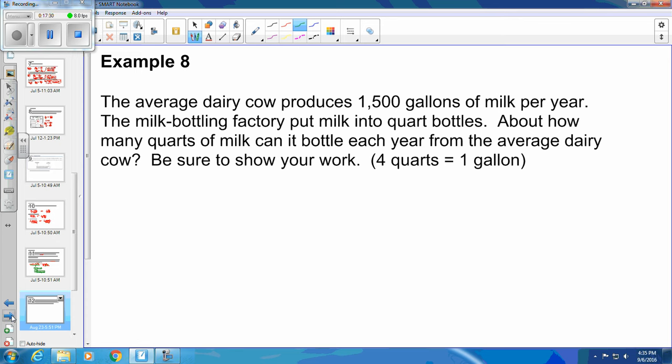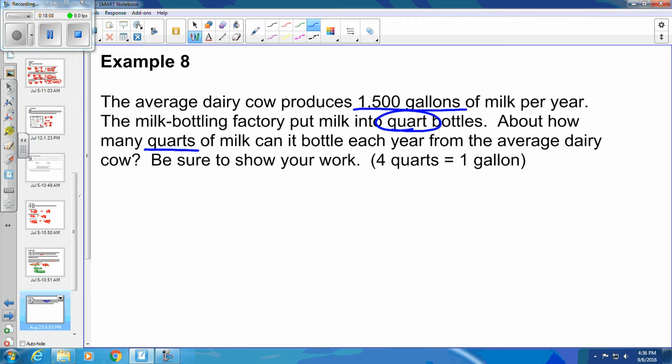The average dairy cow produces 1,500 gallons of milk per year. The milk bottling factory put milk into quart bottles. How many quarts of milk can it bottle each year from the average dairy cow? Let's make sure we show our work. Let's circle some important information. We're starting with 1,500 gallons. We're putting it into quarts. Okay, so that's my new unit, so it's going to be in the numerator when I go to do my conversion. Okay, so how many quarts?